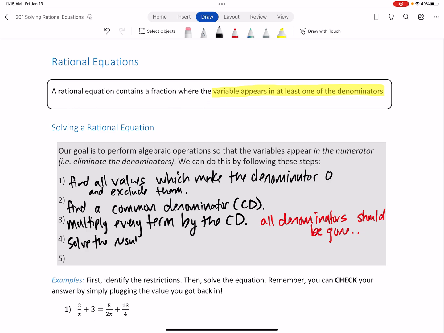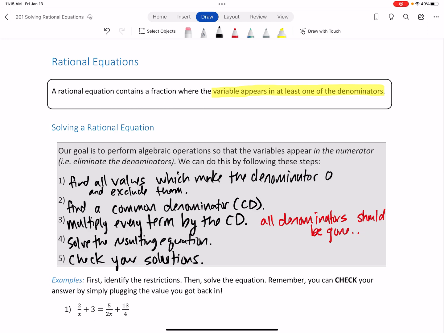Okay, step number 4, solve the resulting equation. It should just be nice and linear. And step number 5, which is important in rational equations, is to check your solutions.